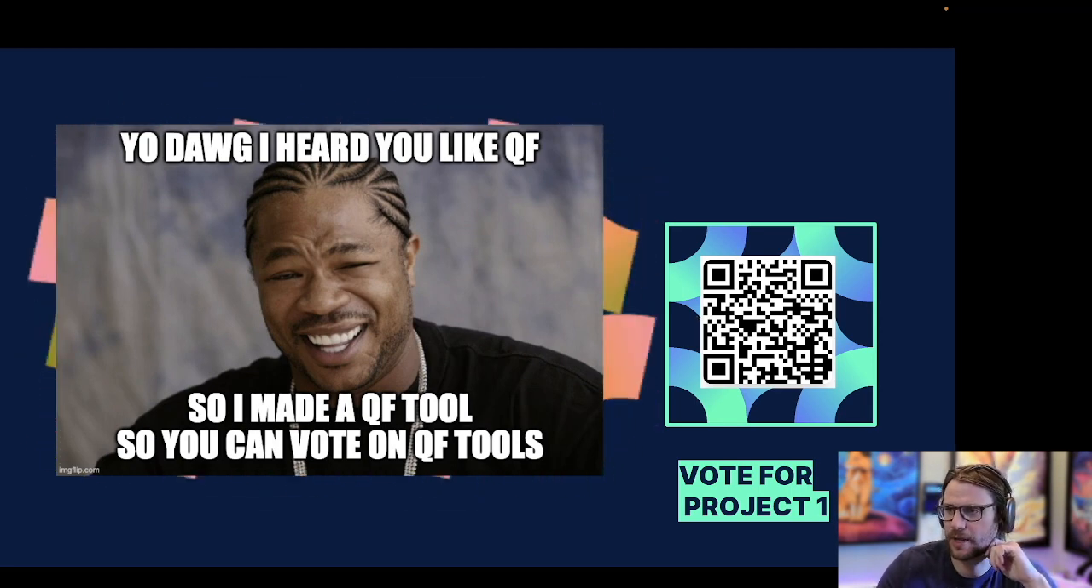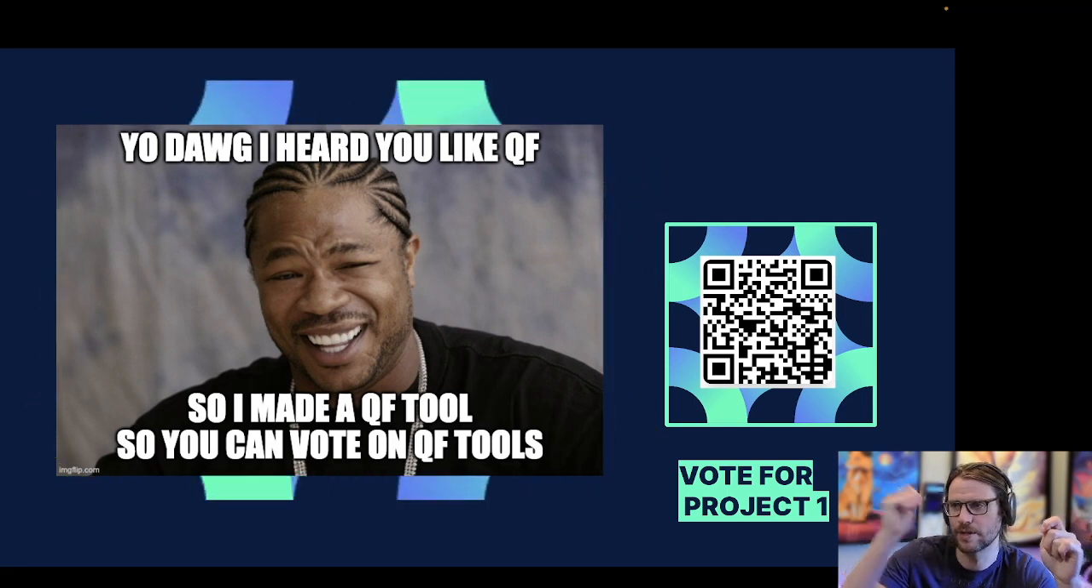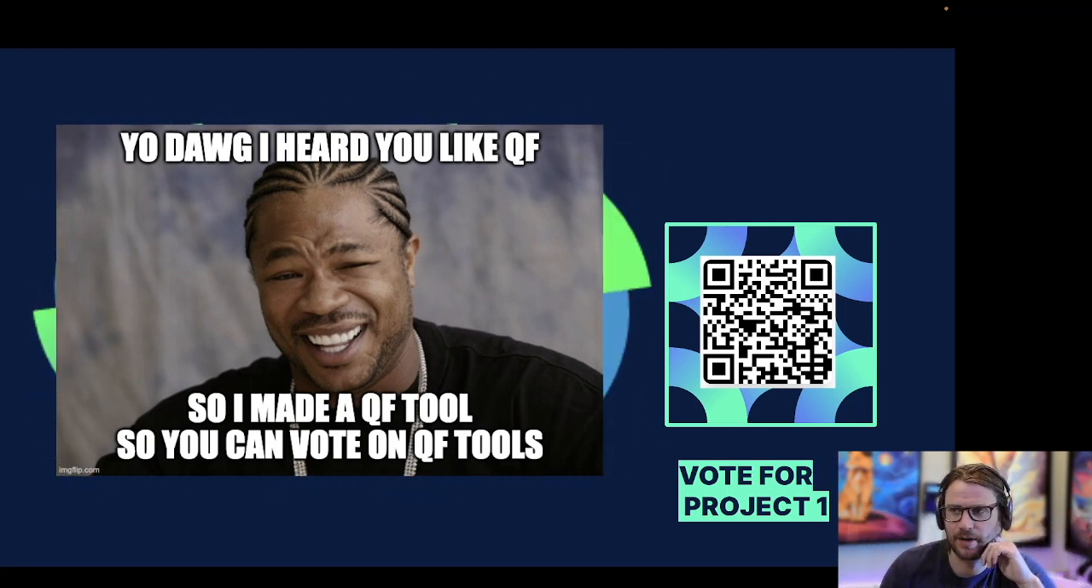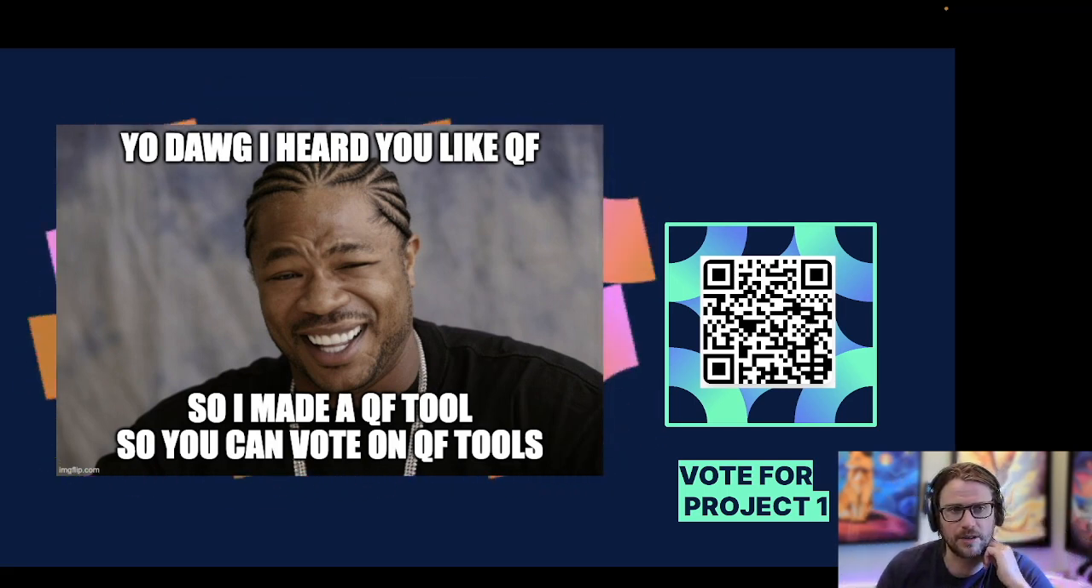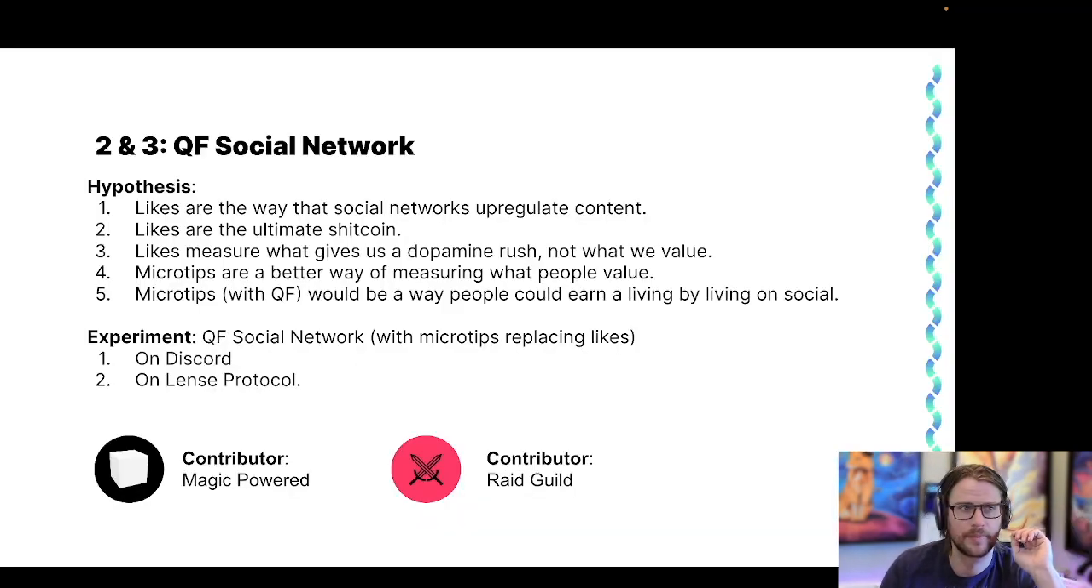So at this point in the Schelling Point talk, the audience was all holding up their phones and was voting for which quadratic funding experiences they thought were the best. If you wanted to vote for Project 1, you could scan this QR code. All right, projects 2 and 3, a quadratic funding social network.